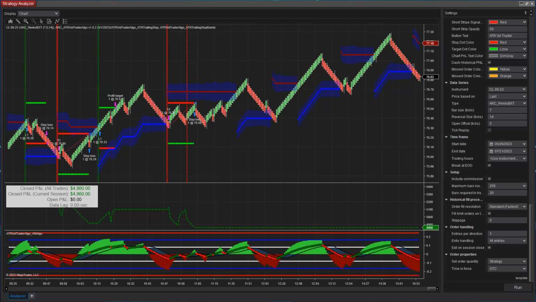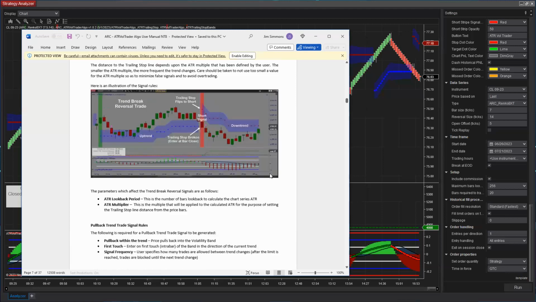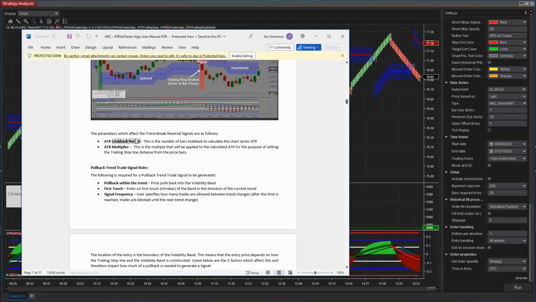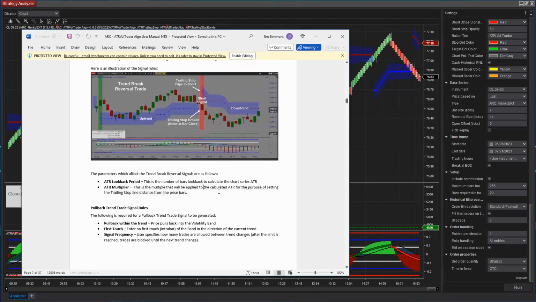Yeah, I can get these out to you. Of course, the manual is available if you want to read more about ATR look back period. This is something I wanted to touch on, because it was a little confusing when I looked at it first. I'm like, well, what does this one do? What does that one do? It wasn't inherent just by looking at the title. So ATR multiplier is the multiple that would be applied to calculate the ATR for the trailing stop.